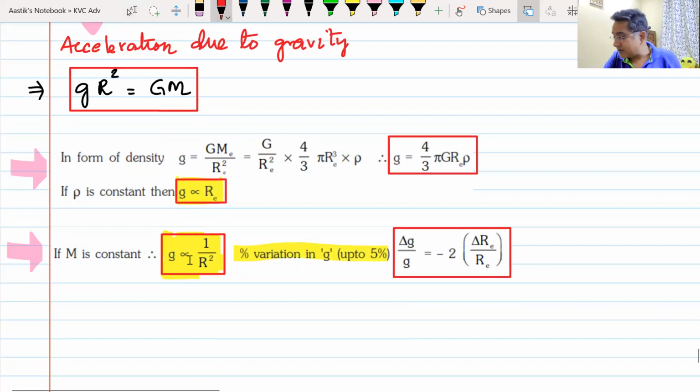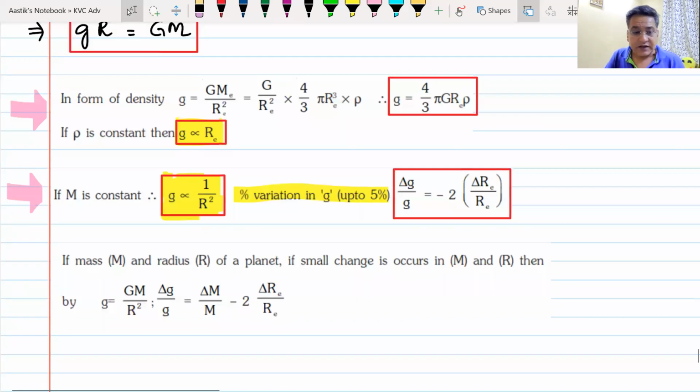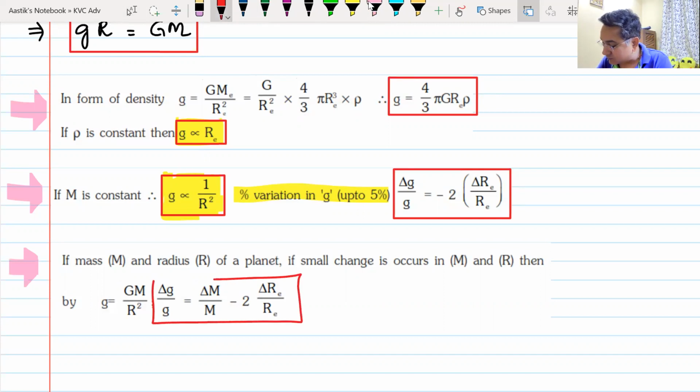These types of questions may come in the errors chapter, they might come in gravitation. It doesn't matter, the concept remains the same. This was the formula when mass was constant. If the mass is not constant, and mass and radius both change, then the formula for change in gravity will look like this. This is coming from the chapter errors and measurement. Do we understand this? Yes or no?